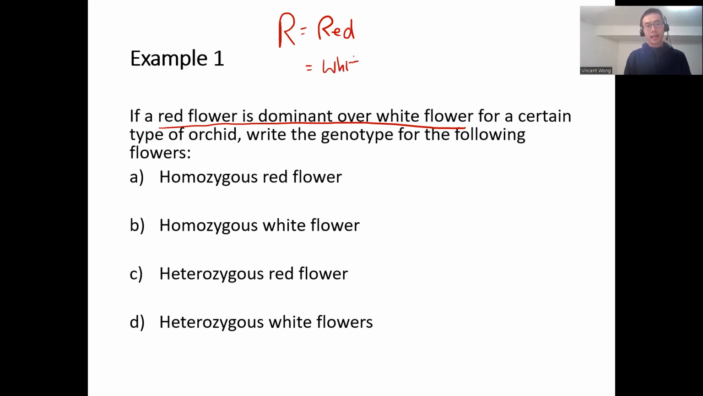And what would be the white allele? Little r. We're not going to use W because we have to use the same letter for the same character. Okay? Homozygous red flower. Homozygous means the same. Red is big R. So this has to be big R, big R. Homozygous white. Homozygous means the same. And white is little r. So this is little r, little r.